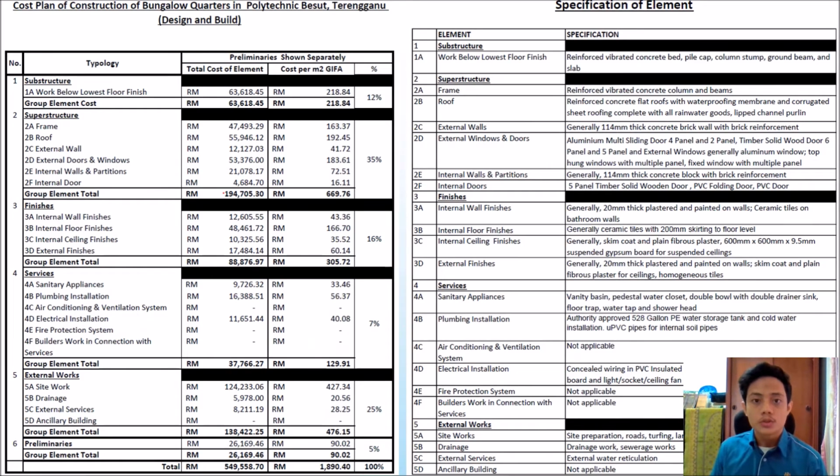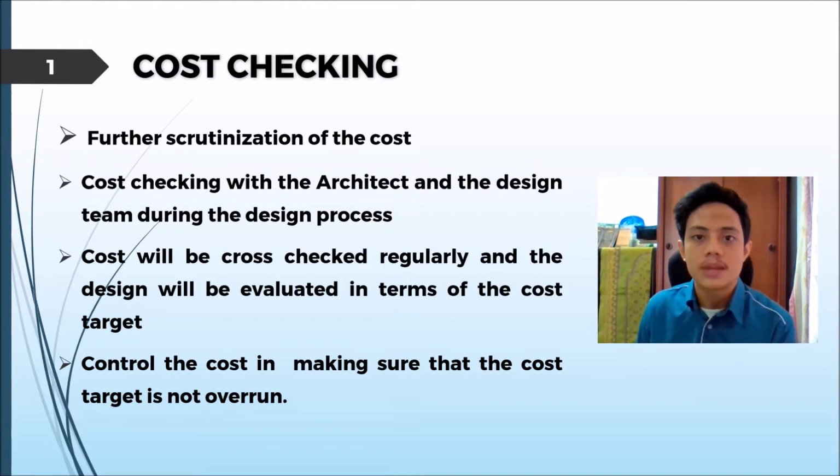Now, after using the two approaches to adjust and calculate the element costs, with the inclusion of the preliminary cost and the brief specifications of each element, this is an example of how the expected cost plan is to be produced. After the completion of the cost plan, the next step is the cost checking process, where the costs will be scrutinized further and there will be regular cross-checking of the cost with the architect and the design team in order to make sure the costs are in alignment and not exceeding the cost target.